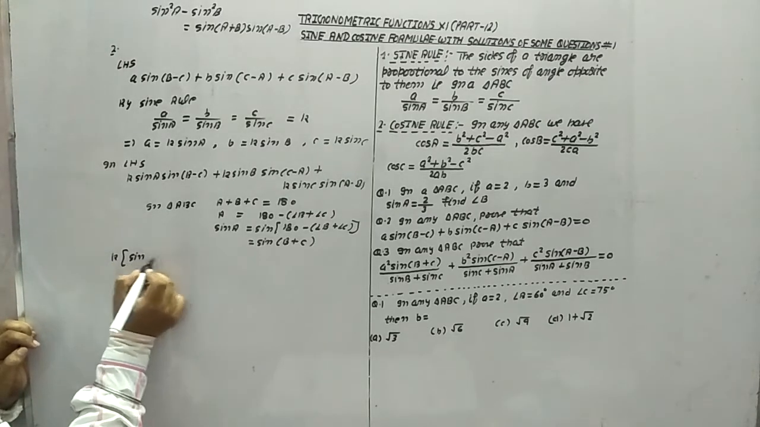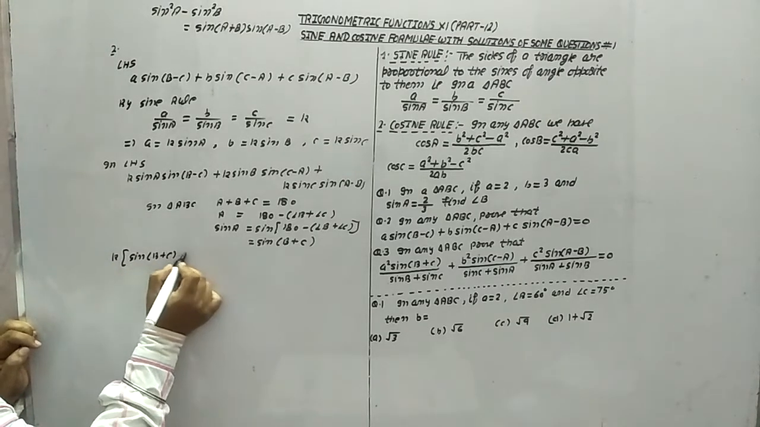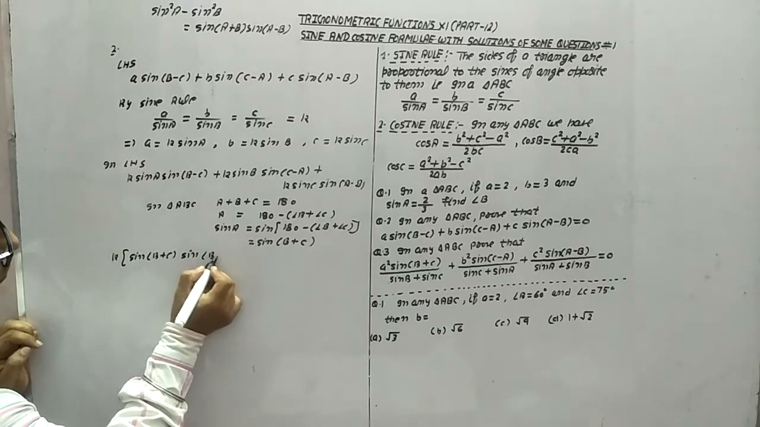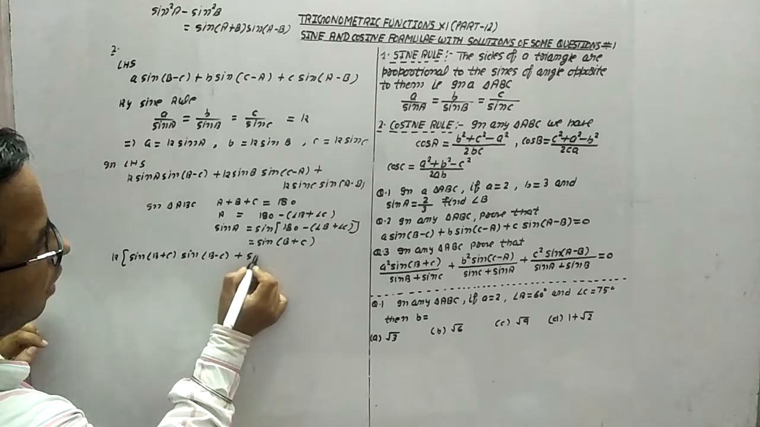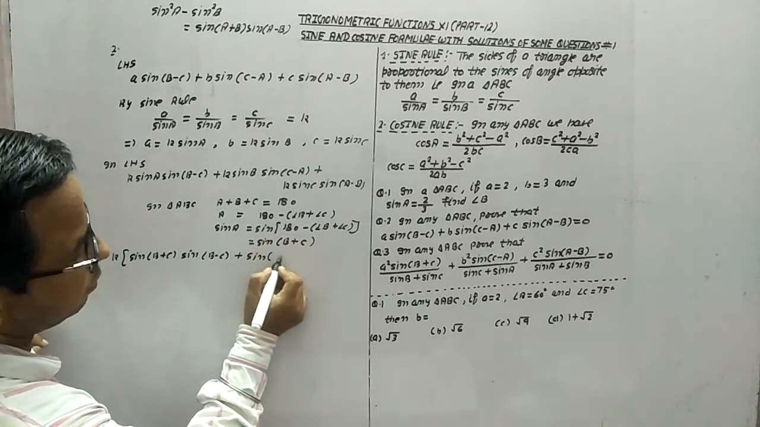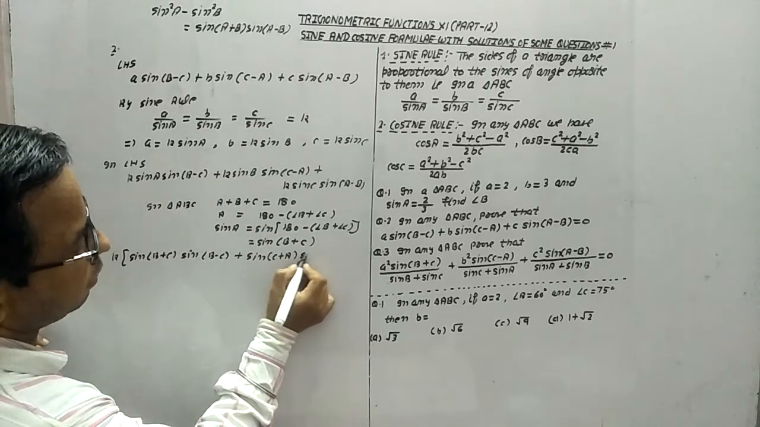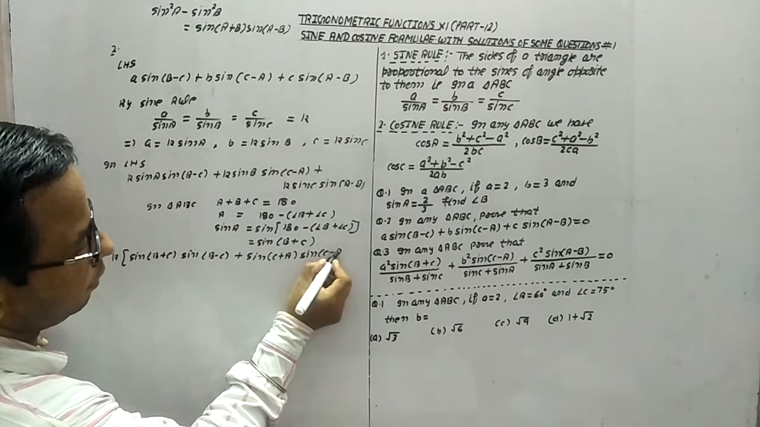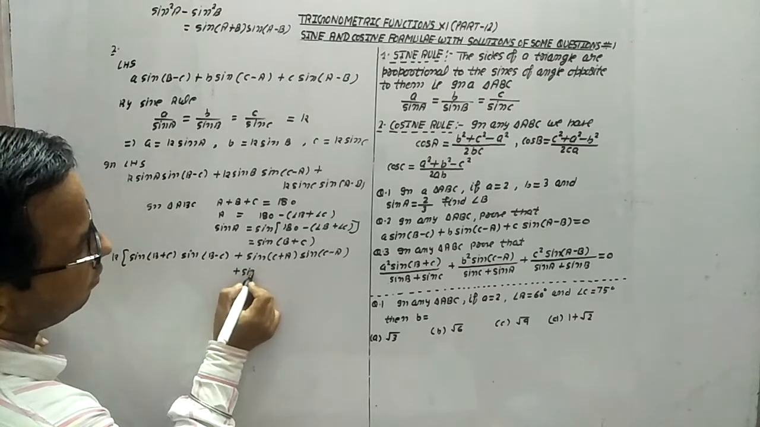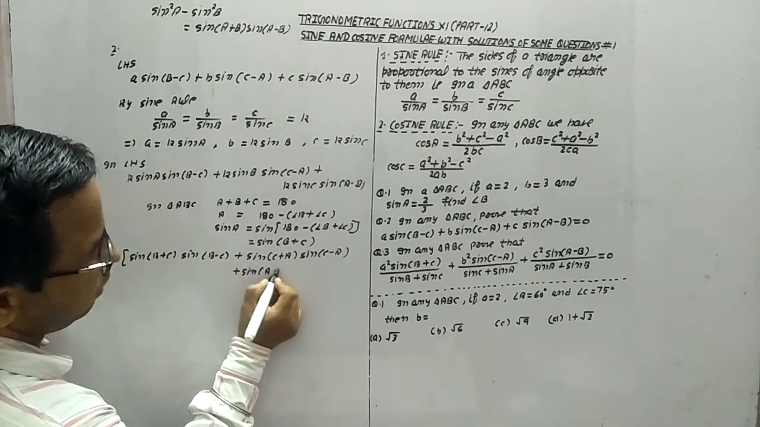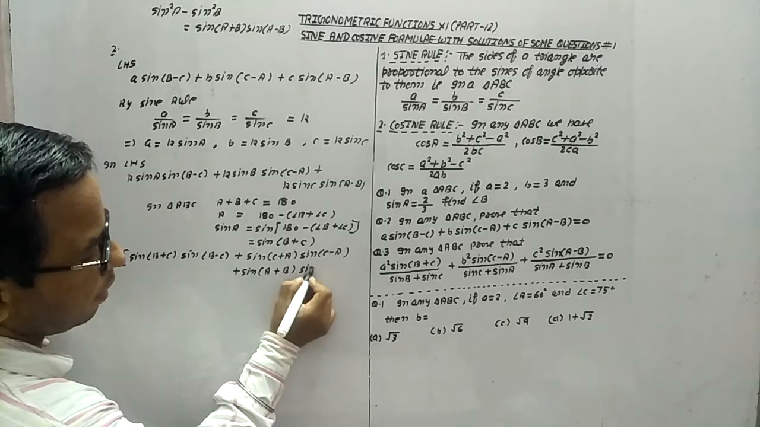Sin A means sin B plus C, sin B minus C is already there. Then plus sin B means sin C plus A, sin C minus A is already there. Plus sin C means sin A plus B, sin A minus B.